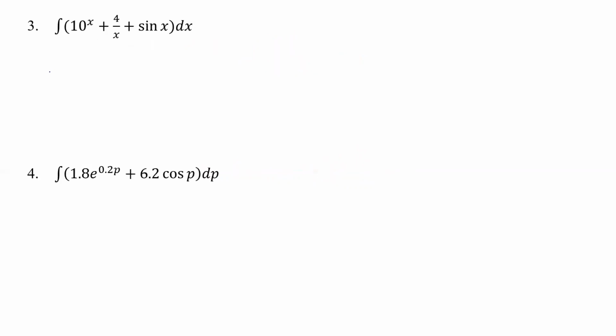What about this one? Well, 10 to the x is going to give us 10 to the x over ln of 10. And then this one is 4 over x, so that's going to be plus 4 ln of x. And then here we have plus sine of x, so the antiderivative is a negative cosine of x. And then we have plus c, okay?